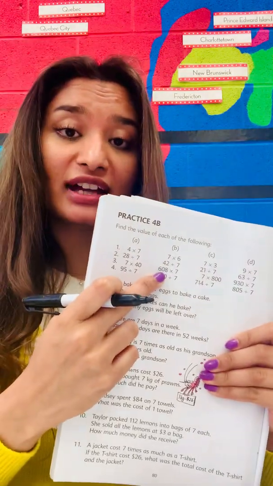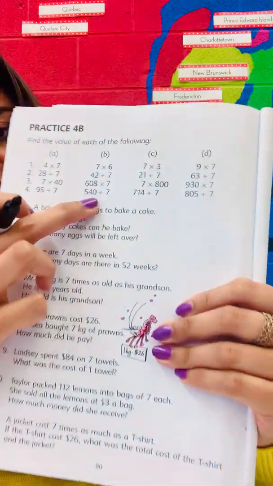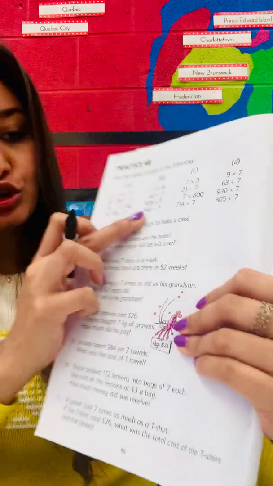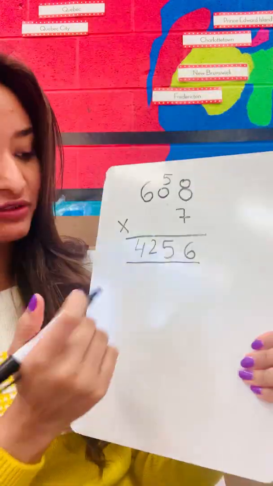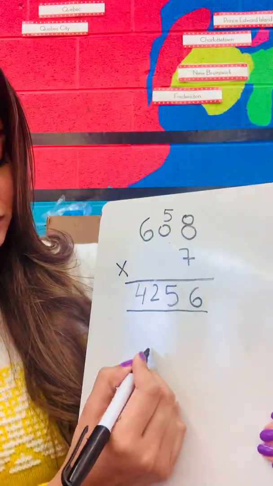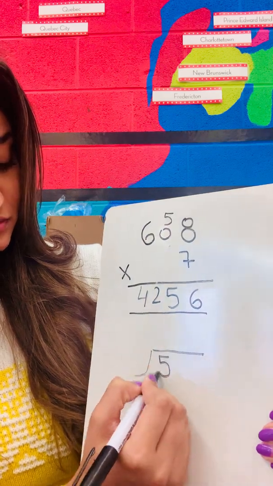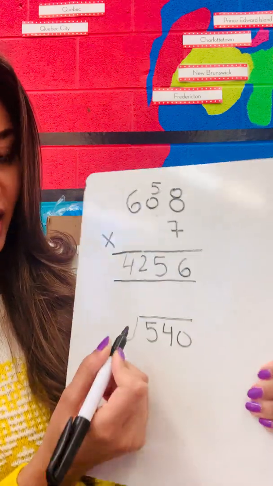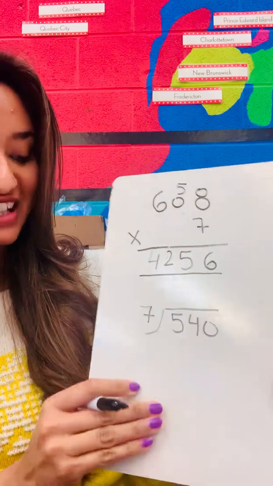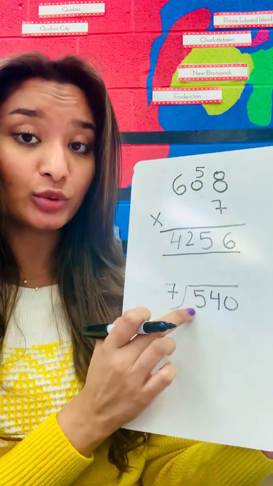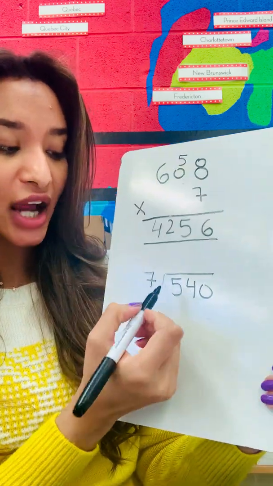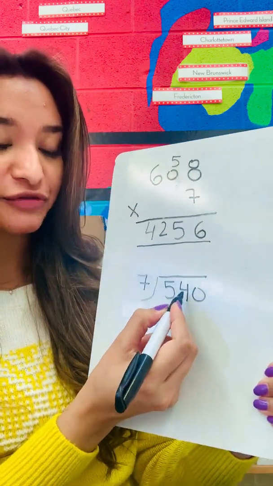Now I'm going to give you a bit of a refresher on division. Let's do 540 divided by 7. Is this 5 big enough for me to fit a 7 into? No, it's not. So I have to combine it to make 54.